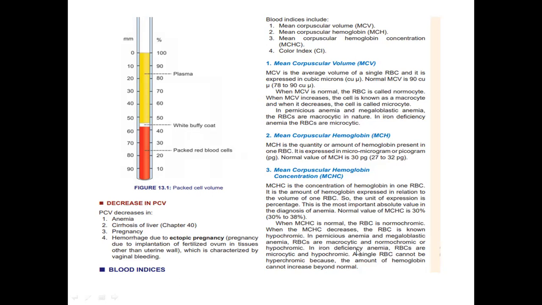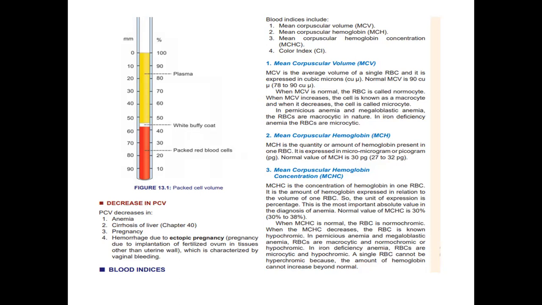But in iron deficiency anemia, red blood cells are microcytic and hypochromic, because the color of the red blood cell is determined by the hemoglobin. We said it's the hemoglobin that gives the blood its red color. But in iron deficiency, there is a decrease in hemoglobin production, and that means it will have hypochromic blood. The color index, the color, will be decreased because of the lack of hemoglobin.